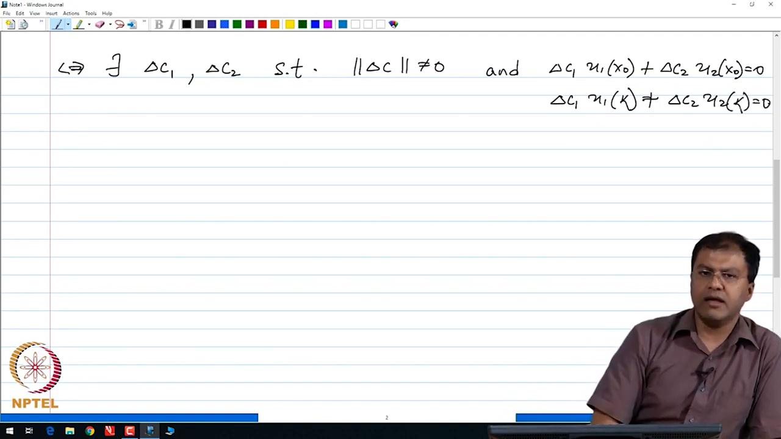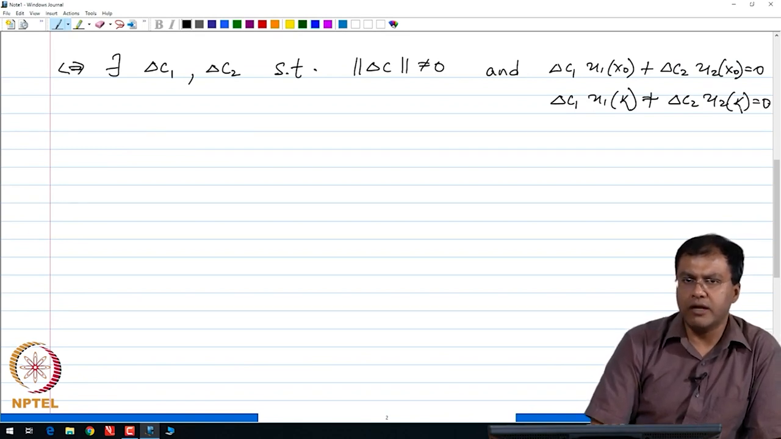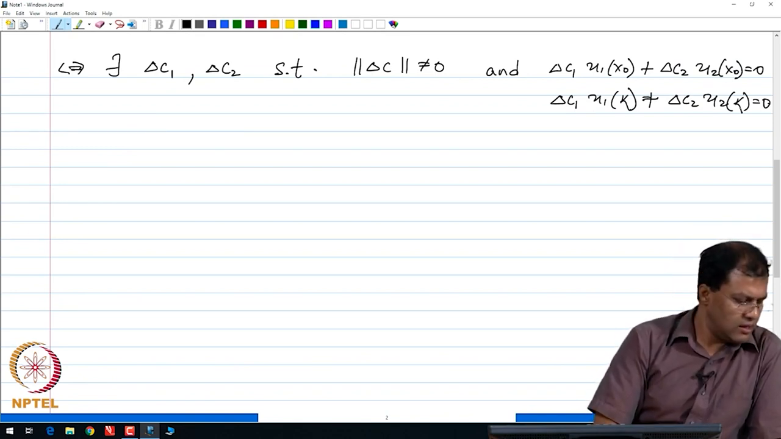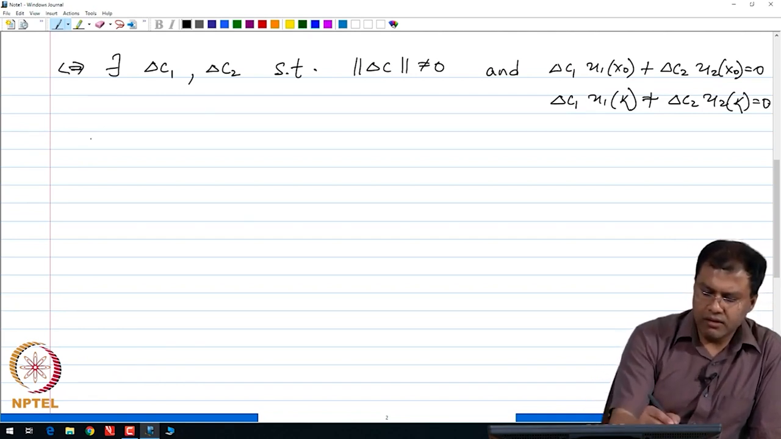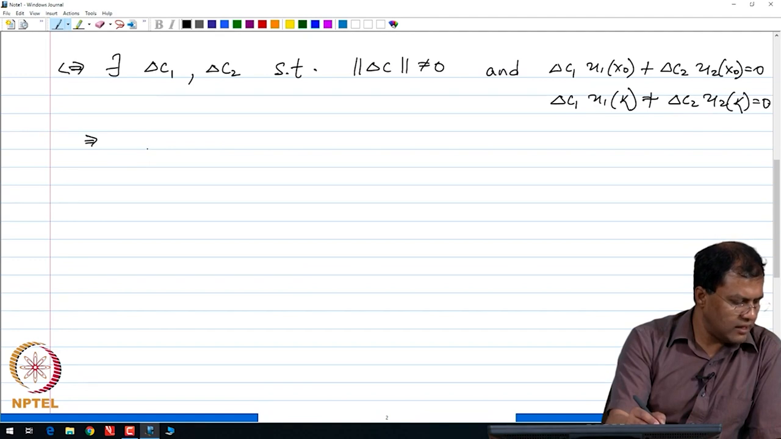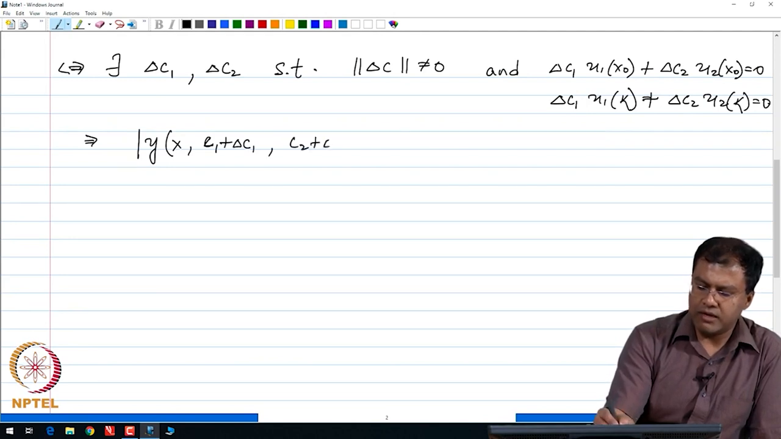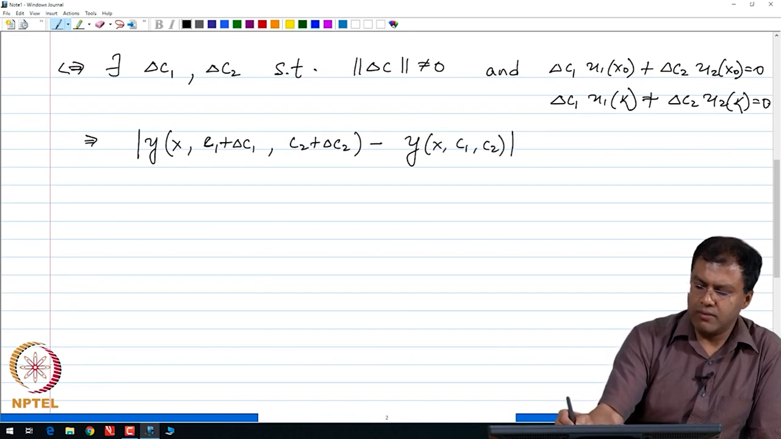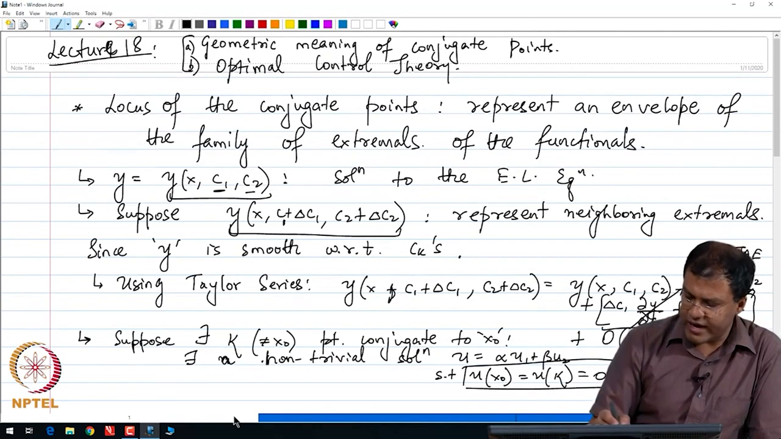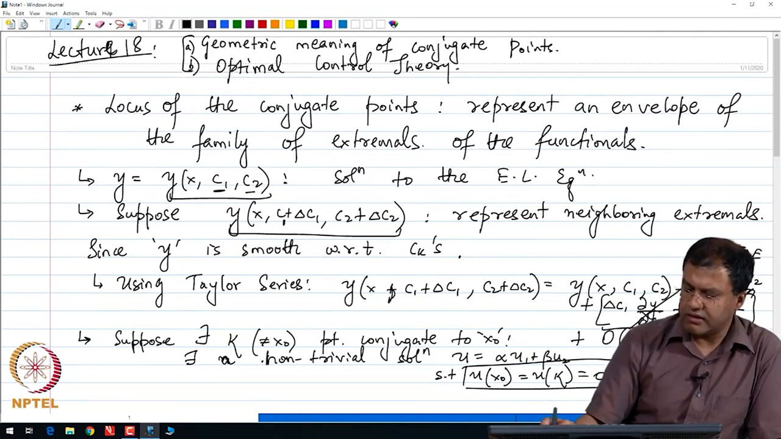That comes right away from the definition of the points x 0 and kappa being conjugate to each other. Which means the following. If we were to find this distance, y of x comma c 1 plus delta c 1, c 2 plus delta c 2, minus y of x comma c 1, c 2, notice that this distance is of the order of delta c square, because the first order terms vanish, right.